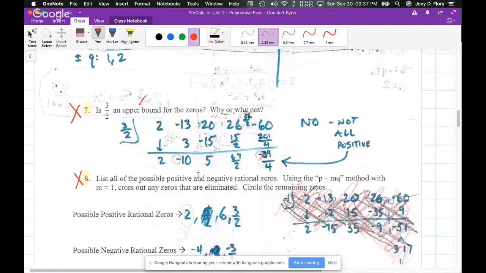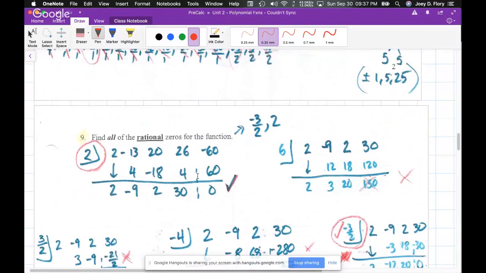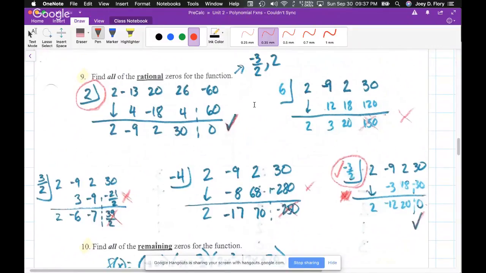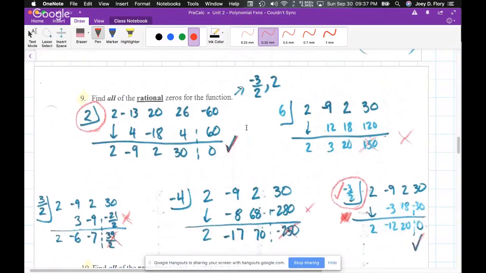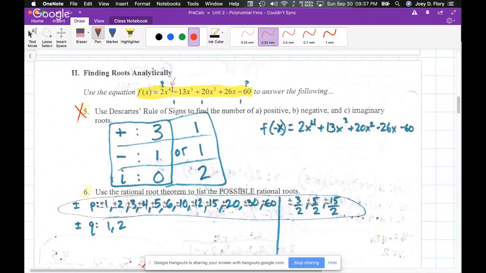So we're going to skip on down to number 9, where it says find all of the rational zeros for the function. At this point, I would go back to the given function that's in standard form and say, all right, what's my degree? The degree is that biggest exponent. That's going to be 4. So we know that we're going to have 4 complex roots. Remember, complex could be both real or imaginary.